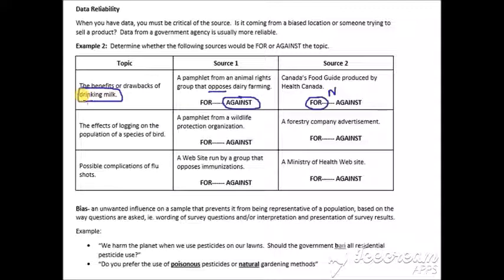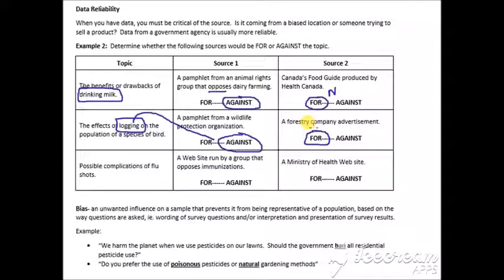Okay, next topic, the effects of logging. So logging is cutting down trees. Okay, the effects on the population of a species of bird. If you get a pamphlet from a wildlife protection organization, they're going to obviously want to protect birds. They're going to be against logging. But if you get a pamphlet or an advertisement from a forestry company, well, they're obviously advertising forestry, so they're going to be for, right? So the information that you're going to get from these two different organizations is going to be a little bit different.